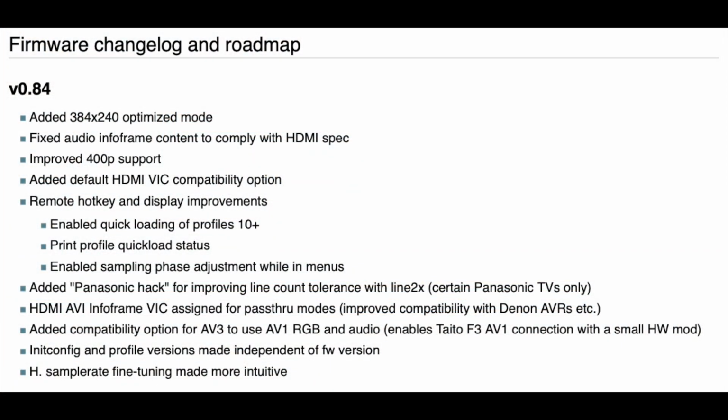So the new features of the firmware are mainly in the HDMI compatibility department, but there's also a 384 by 240 optimized mode, which is probably useful for some older consoles. And it says that it has improved 400p support, which would be interesting for the PC, because the text mode is 720 by 400, and all the major DOS games are 320 by 200, which is a line-doubled 400p mode. However, I did not see a lot of improvement there. I still had to tweak my timings, and we'll come to that in a minute.